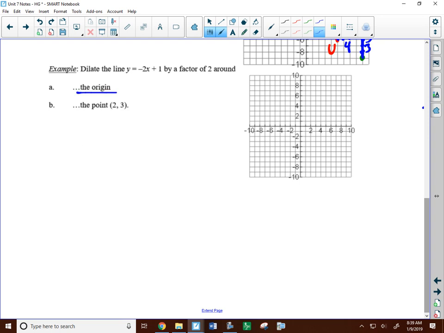Negative 2x plus 1. Let me just graph that just so we have an idea. It's a y-intercept of 1. Slope is down 2, right 1, negative 2. That's pretty good.